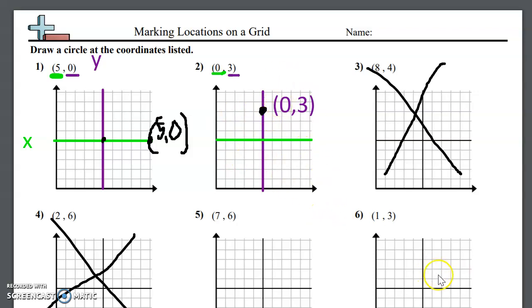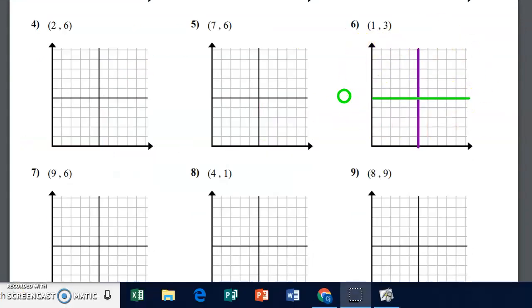Alright, the next one, let's go down and look at number 6. Same thing, just to help out, I'm going to keep the colors the same. We know that our x-axis is going to be 1, and our y-axis, how many we're going to go up, is going to be 3. Looking at our coordinate plane here, since we start at the origin, we're going to move over 1 on our x-axis, and then our 3 means we're going to go up 3 on our y-axis. So 1, 2, 3, and there's my point.